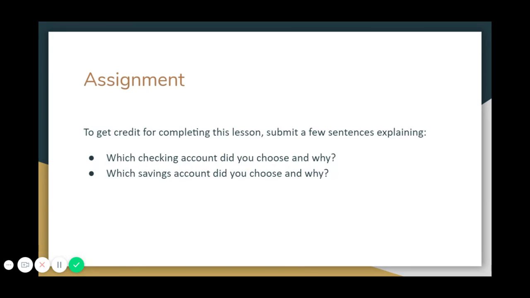To get credit for completing this lesson, go back to your Google Classroom question assignment. Submit a few sentences explaining which checking account you chose and why, and which savings account you chose and why.